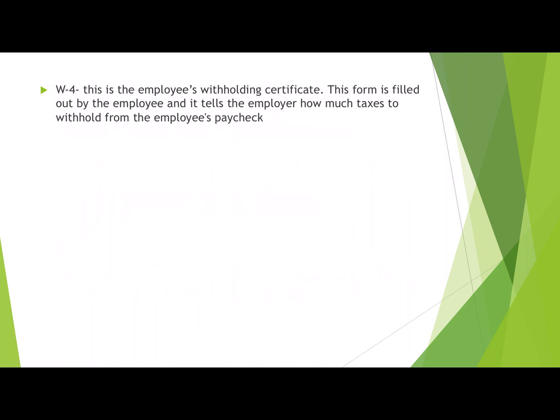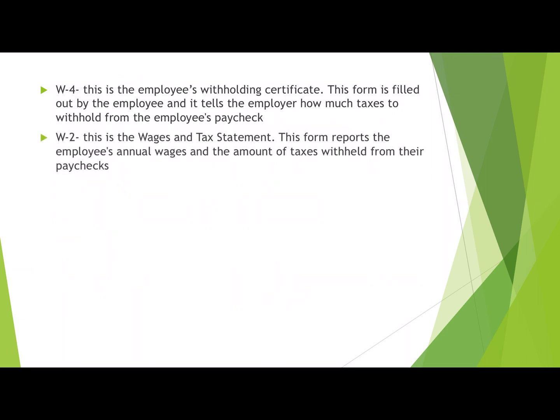W-4. This is the employee's withholding certificate. This form is filled out by the employee and it tells the employer how much taxes to withhold from the employee's paycheck. W-2. This is the wage and tax statement. This form reports the employee's annual wages and the amount of taxes withheld from their paycheck.